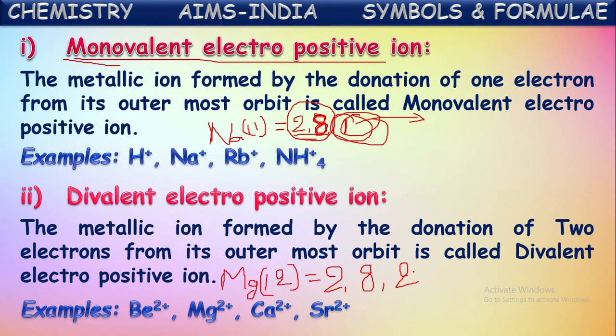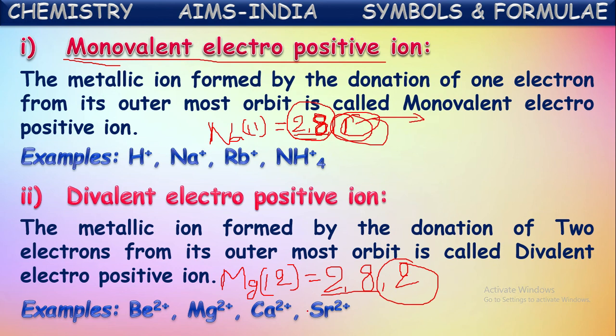So this magnesium will always be ready to lose these 2 electrons so that it attains the electron configuration 2, 8. So when it gets a chance, immediately it loses those 2 electrons and forms Mg+2 ion because it is losing 2 electrons. Negative charge becomes 2 units less because of the loss of 2 electrons, and 2 units of positive charge will be more. That's why it forms a 2 units positive charged ion, that is called divalent electropositive ion.